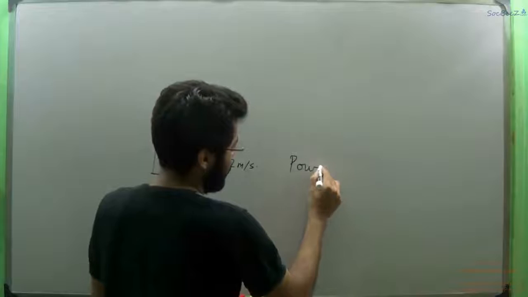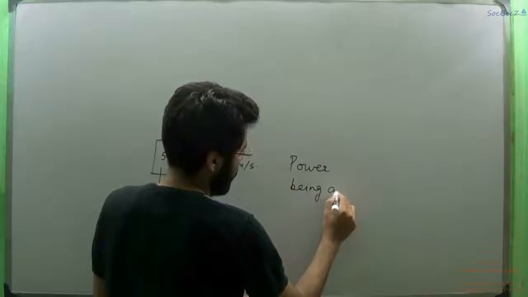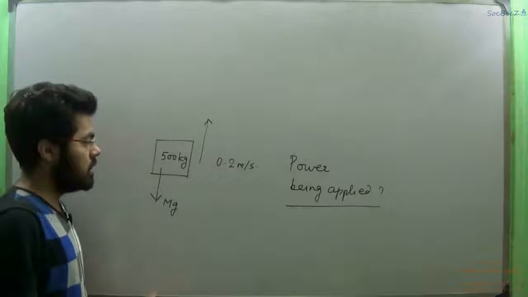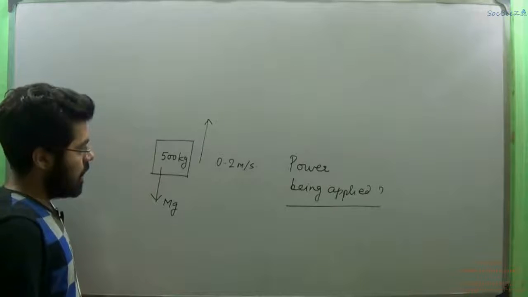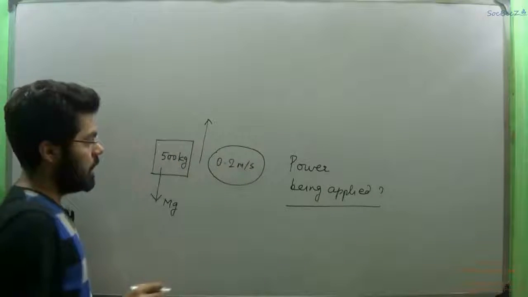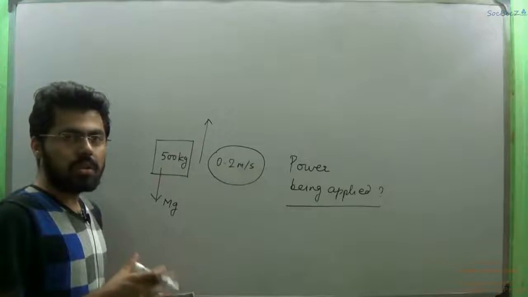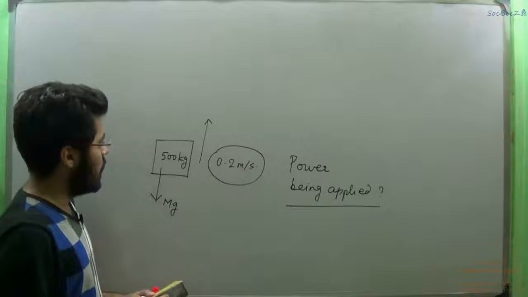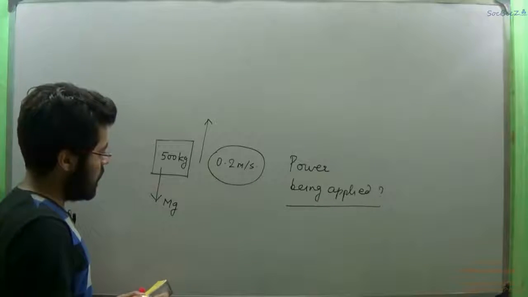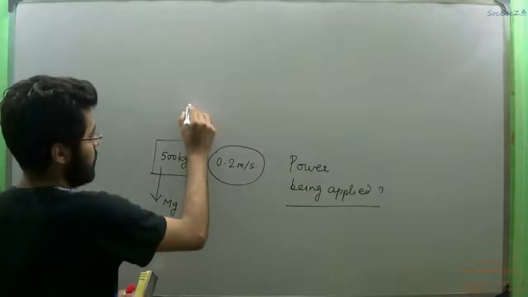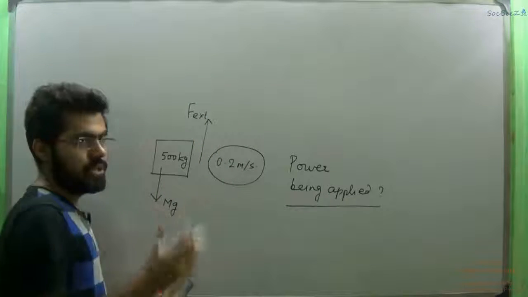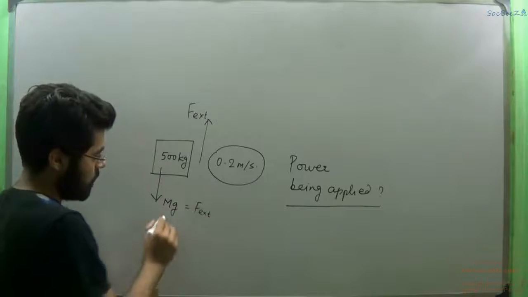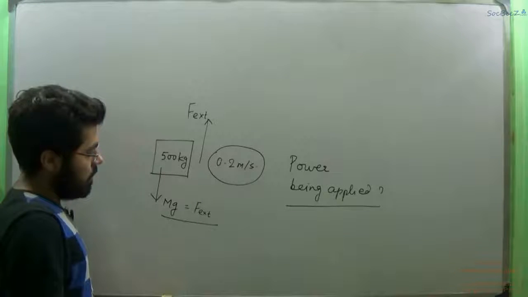What is the power being applied? So you can get this simple kind of question. Now what is the catch here? The velocity with which the block has to move upward is constant. When the velocity is constant, it's constant only when the net force acting is 0. So the net force acting is 0 means what? It means the force externally applied by any agent to lift the block up has to be equal to gravity. Then the problem becomes very easy.